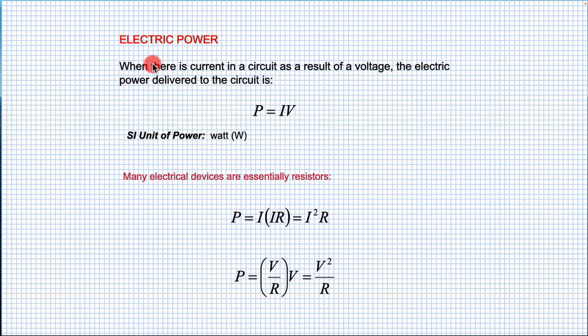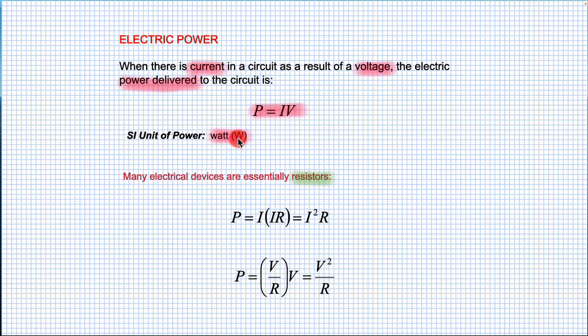So this slide summarizes our definition of electrical power in a circuit, and we say when there is a current and a voltage, the power delivered to the circuit is related by this equation, P equals I times V, and also the unit for power is the watt. So 1 watt is equivalent to 1 joule per second, which is equivalent to an amp times a volt.